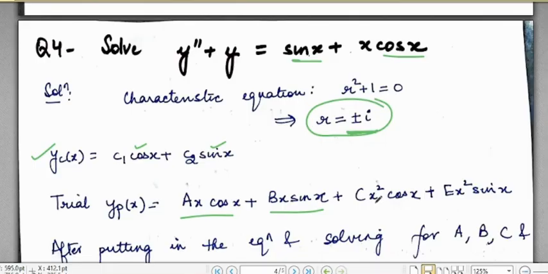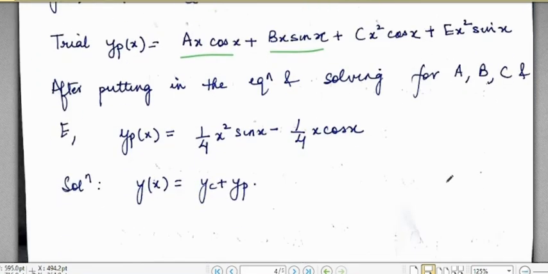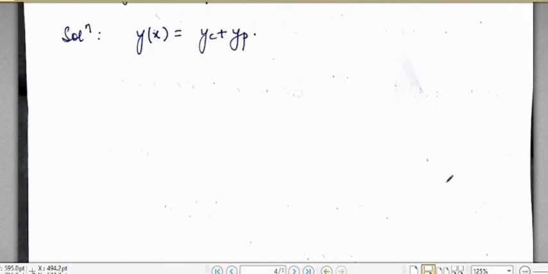You can always avoid duplication. If a term of that type is already appearing in yc, you don't have to bother about writing it in trial yp. And if any other term of yp is already incorporating such terms, then you can avoid them, because ultimately you will be combining the constants. Even if you write unnecessary constants, you will be combining them in the end. So try to avoid writing unnecessary constants right from the beginning here. So basically the idea is to look at the nature of the terms and set up your trial yp, and after putting the values here in the given equation, you can easily verify that your yp looks like this, and hence the general solution is yc plus yp.